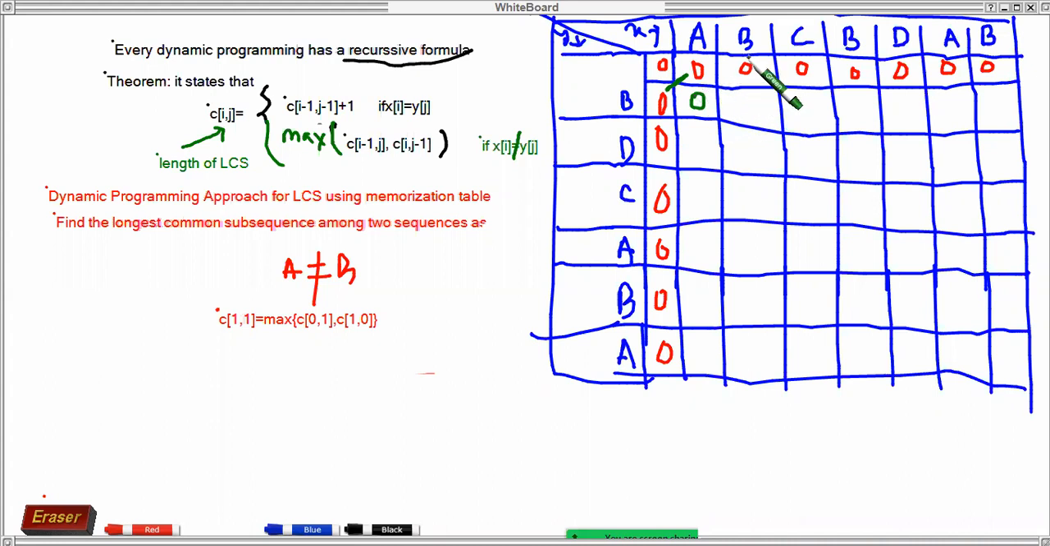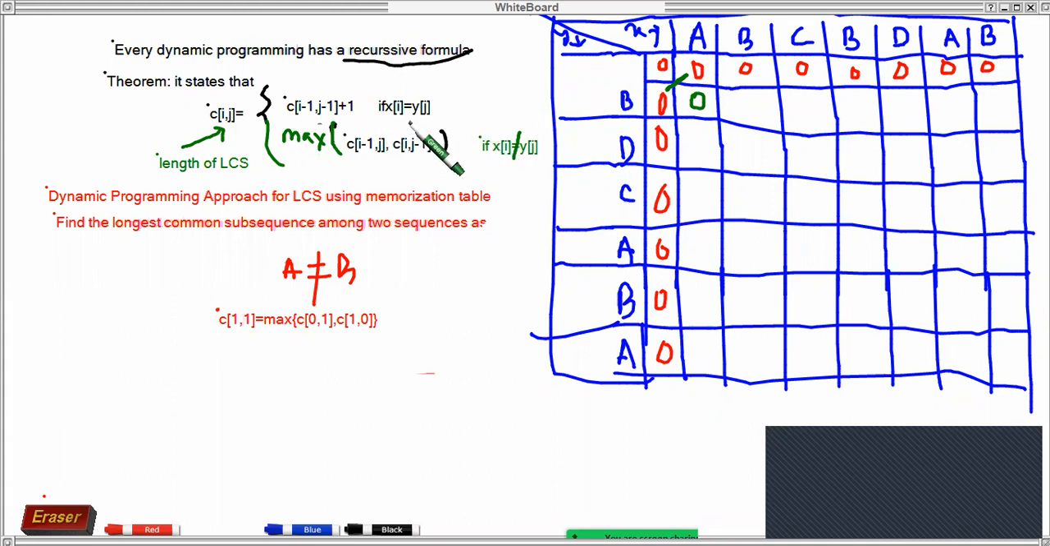Next coming the B. We are proceeding through X. So you are comparing B with B. So now what does it mean? BB is equal, isn't it? Since BB is equal, what do I have to do? I have to find C of i minus 1. So which cell am I choosing? Just see. C of 2, because in X it is 2 and in Y, B is 1. So C of 2,1.